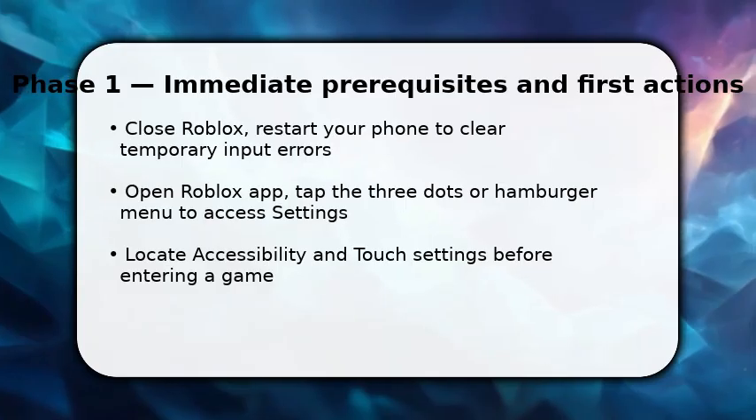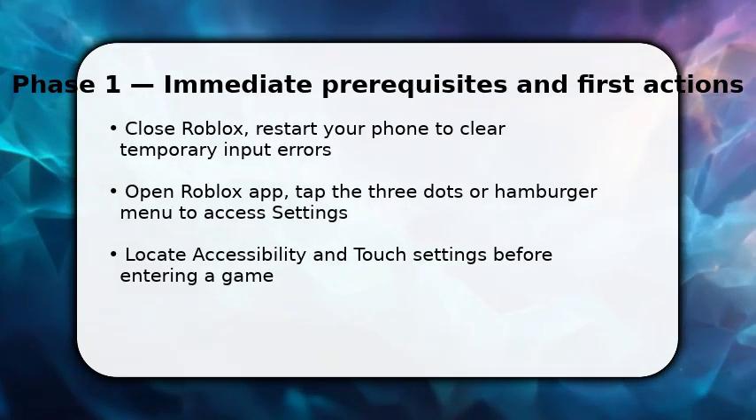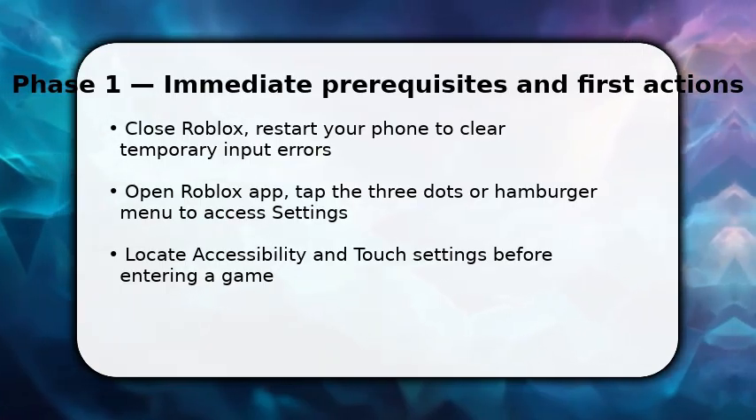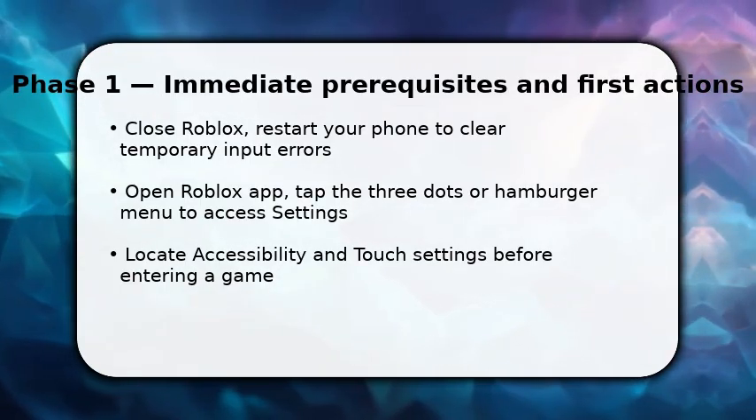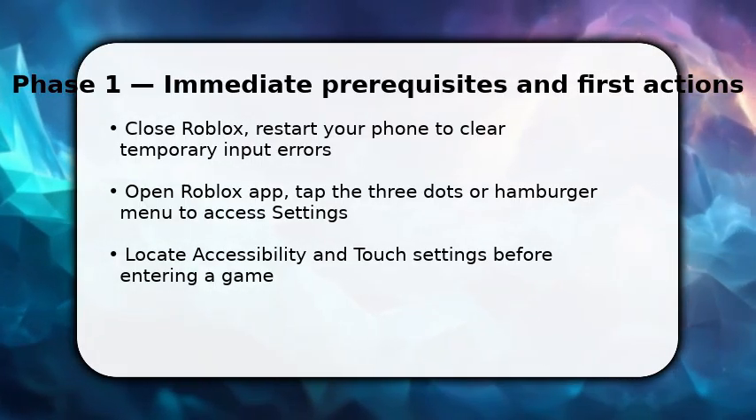You start by preparing the app environment. Close Roblox and restart your phone to eliminate stray inputs. Once done, open Roblox and tap the menu icon to reach settings. This is crucial because many auto-jump issues stem from configuration.